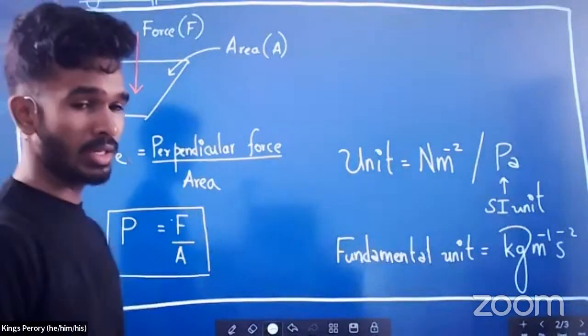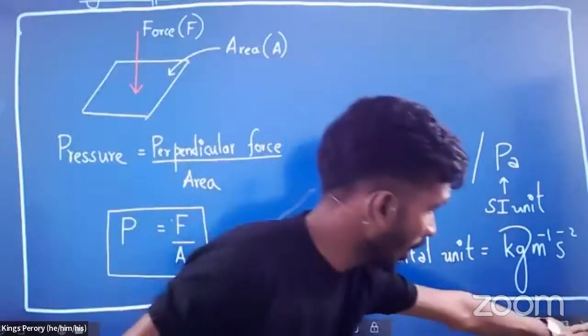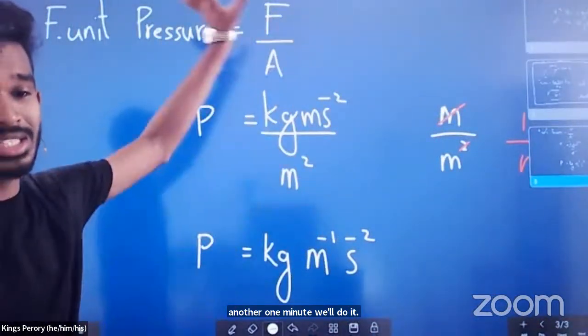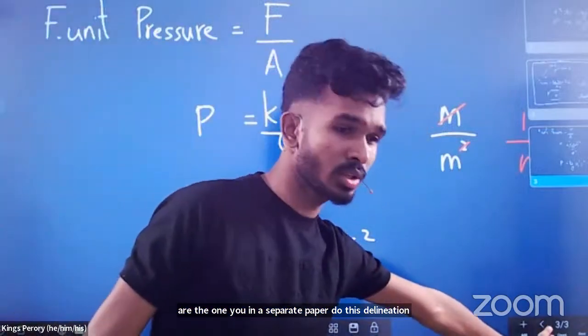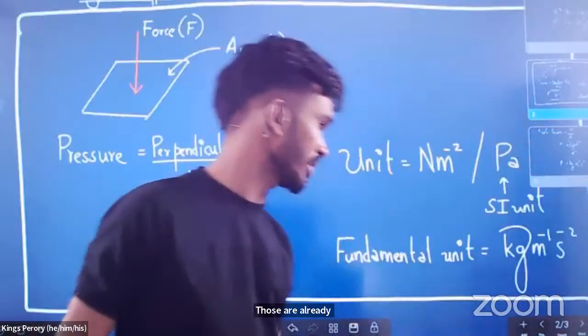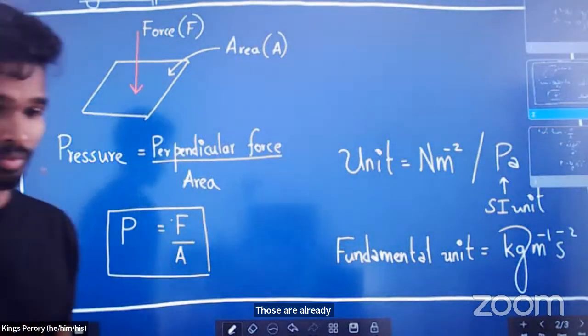Another one minute, work quickly. Those who want, do this derivation on a separate paper. Those who already finished, do this derivation too. Without looking, try to do the derivation of how I got the fundamental unit of pressure. Do that on a separate paper.